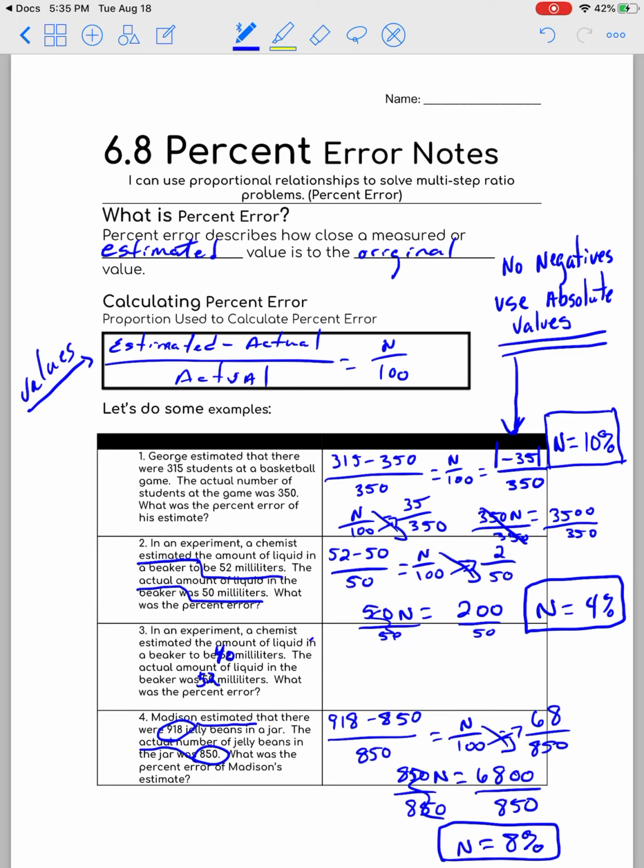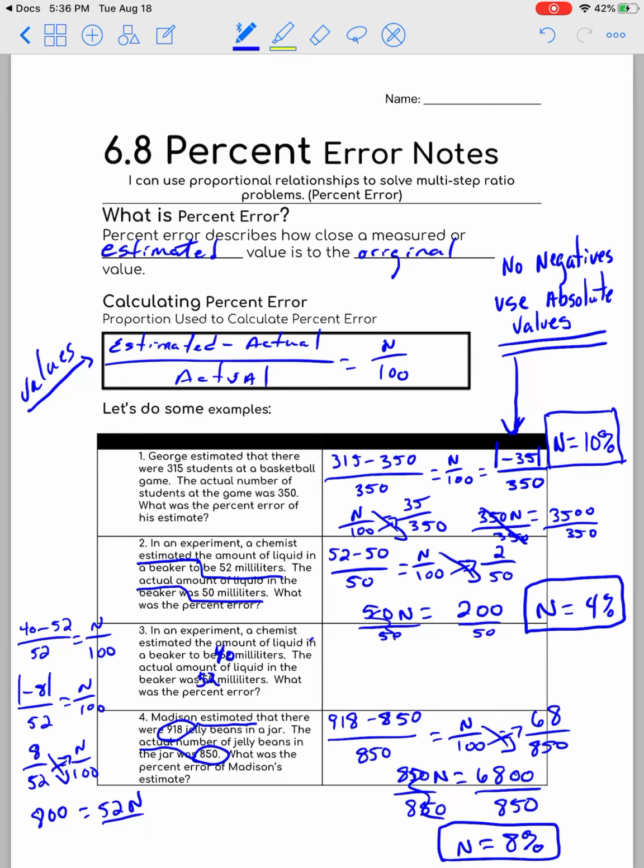So we do our estimated minus our actual, and estimated was 40. I'm going to write this over here so we're not losing room over there. So let's go 40 minus 52 over the actual, which is 52, equals n over 100. Now, 40 minus 52 is negative 8 over 52 equals n over 100. Again, you're not going to have a negative percent error. We're going to use the absolute value of that. So that's going to give you 8 over 52 equals n over 100.